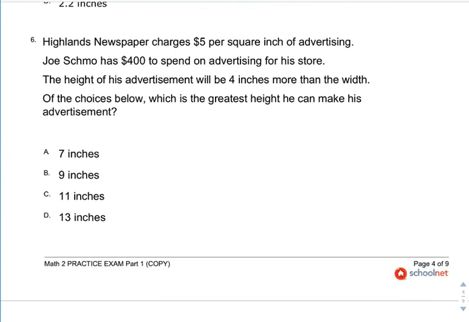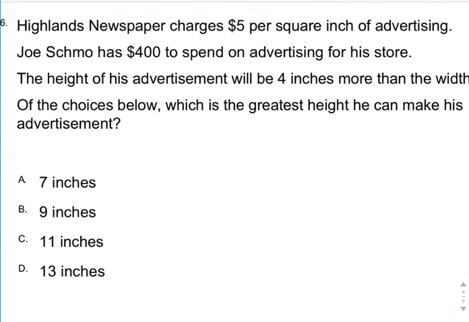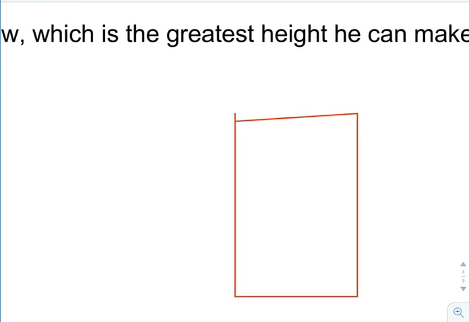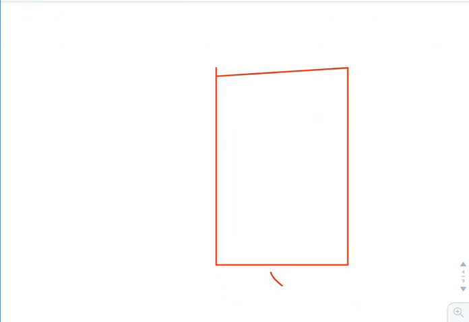6. Highlands newspaper charges $5 per square inch of advertising. Okay. Joe has $400 to spend. Height of his advertisement will be 4 more than the width. Okay. So, it's a rectangle, right? Cool. And you know that the height, if the width is x, then the height is going to be x plus 4, correct?